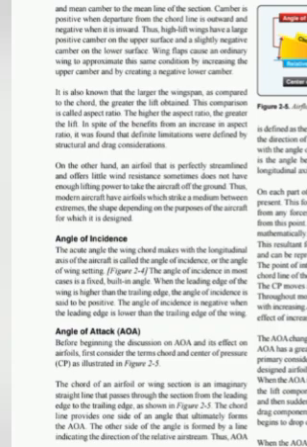Angle of incidence. The acute angle the wing chord makes with the longitudinal axis of the aircraft is called the angle of incidence, or the angle of wing setting. Figure 2.4. The angle of incidence in most cases is a fixed built-in angle. When the leading edge of the wing is higher than the trailing edge, the angle of incidence is said to be positive. The angle of incidence is negative when the leading edge is lower than the trailing edge of the wing.